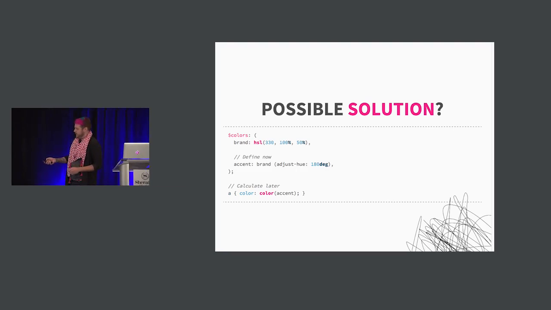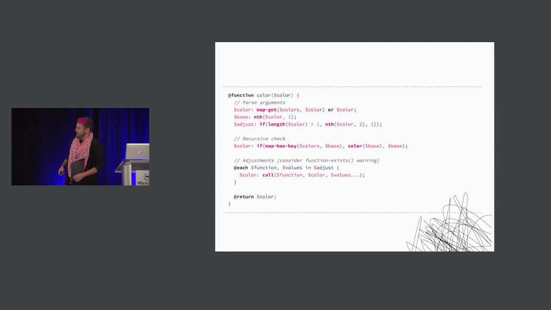I document what I want to change. So accent should be the brand color adjusted 180 degrees. And then later I have a color function that actually does the math. It goes and checks, and it runs the adjustment once the map already exists, right? So that should work. So that color function looks like this.